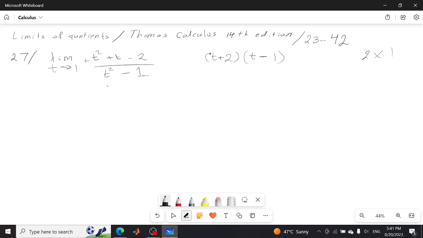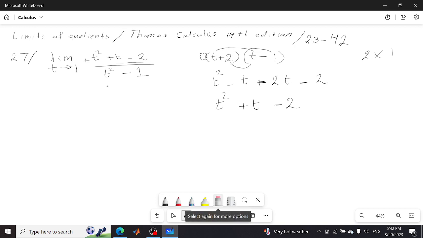Now let's test these two brackets. If we get the same answer, then our theory is correct. So we have t squared, which is t multiplied by t, and minus t, plus 2t, minus 2. And we have t squared minus t plus 2t, which is positive t, minus 2. And we get the same as the numerator, so that is correct.